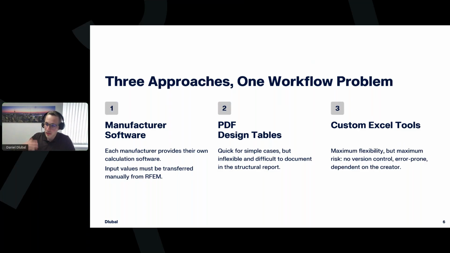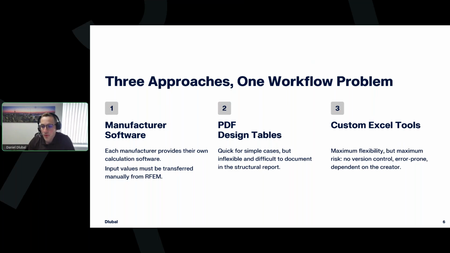Then the second one, the PDF design tables. It's simple for quick design cases, but very inflexible and difficult to document in the structural report because it's always a kind of sheet, and to put it in the global report, it's a little bit clumsy.